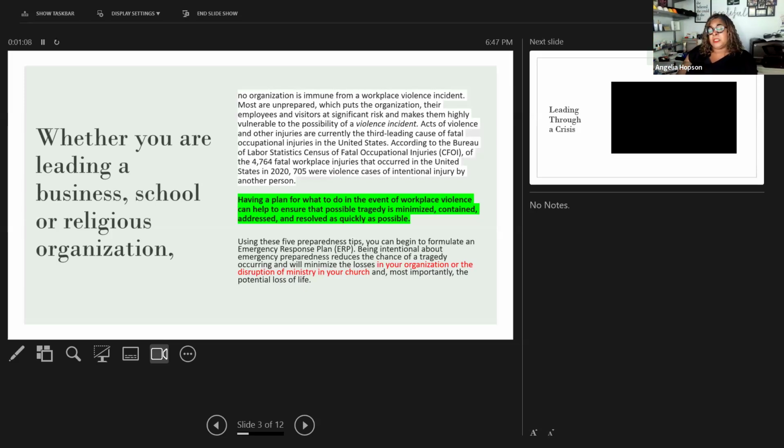So yes, we've protected the kids. Yes, we've got things, but what's happening in the offices? Are those front doors locked? That kind of thing, right? So we've got to think about that.